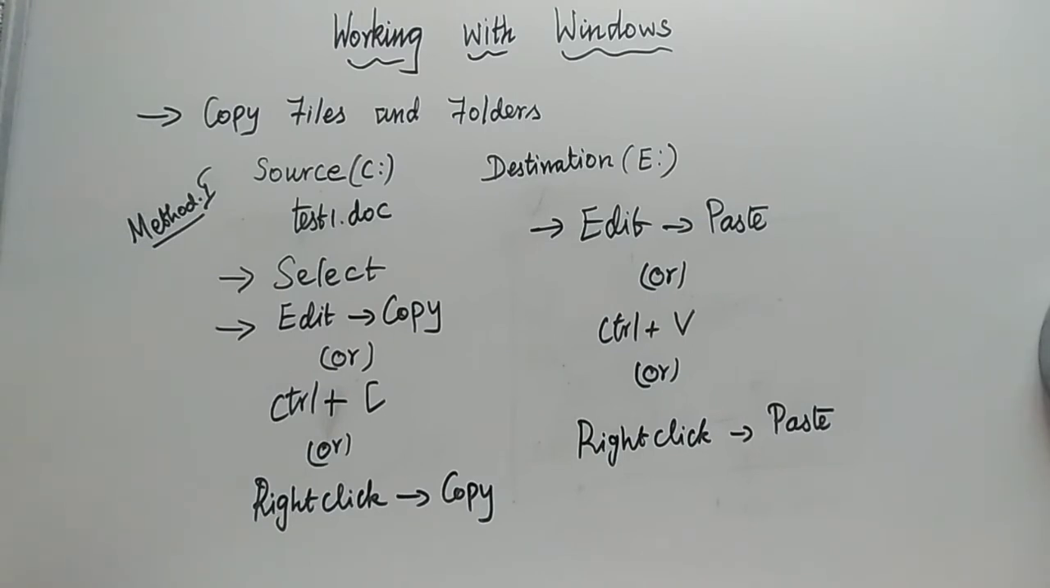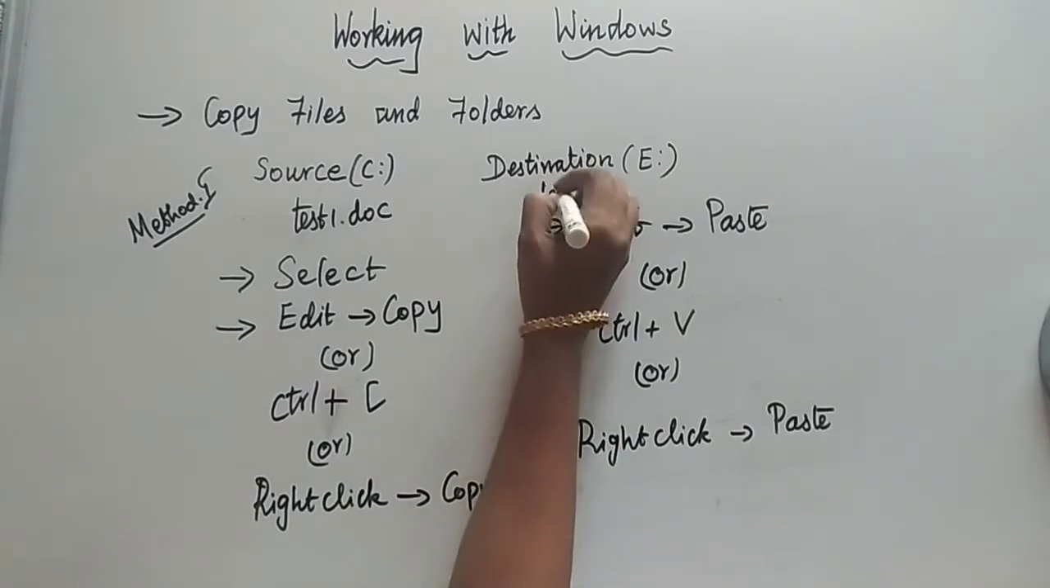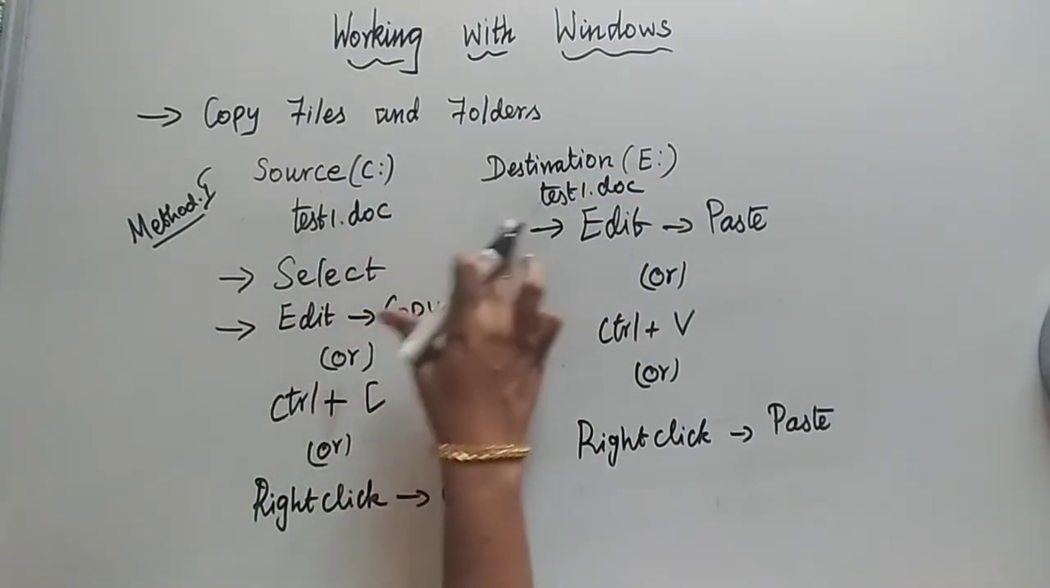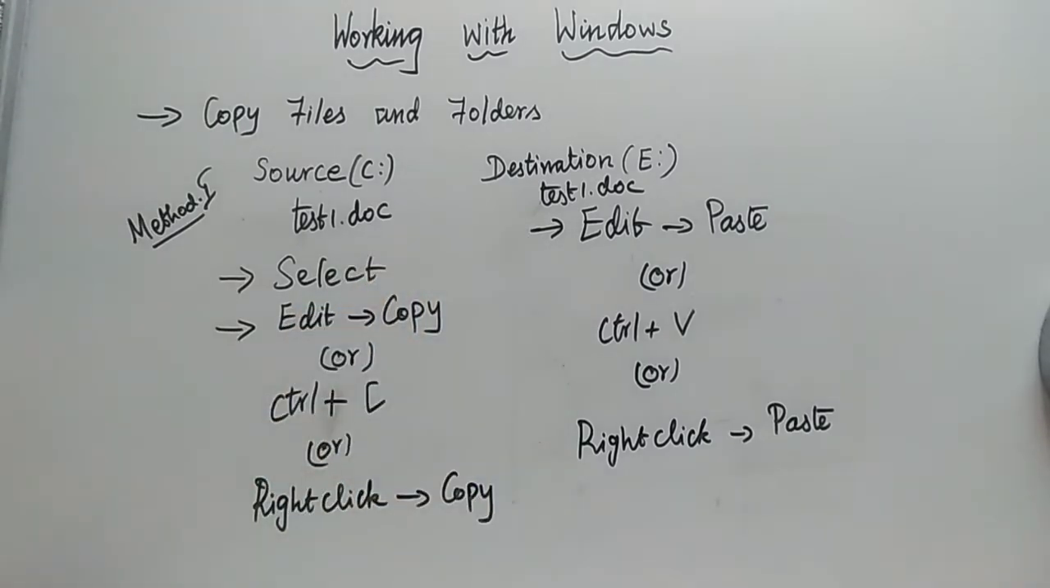What's the difference? The main difference here is that while you are copying, the document will be seen in both places, that is, in the source and in the destination. But while you are moving, the file or the folder will be seen only in the destination. So that is the most important difference between copy and move.